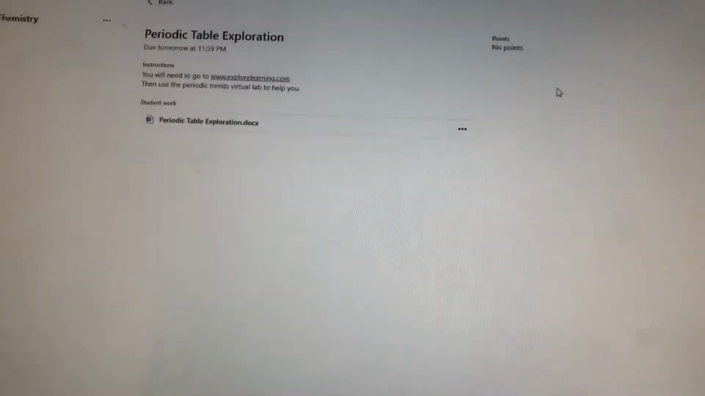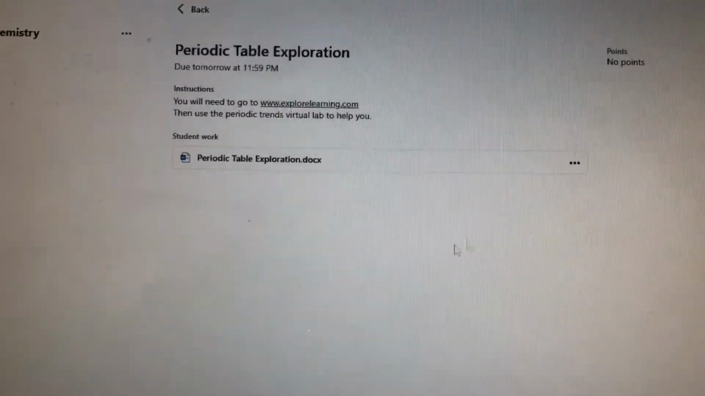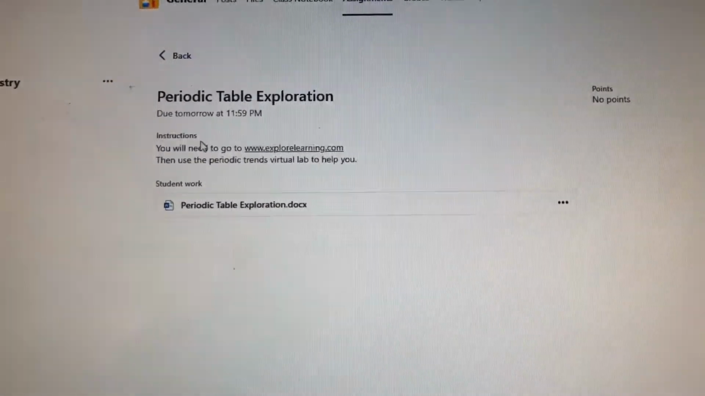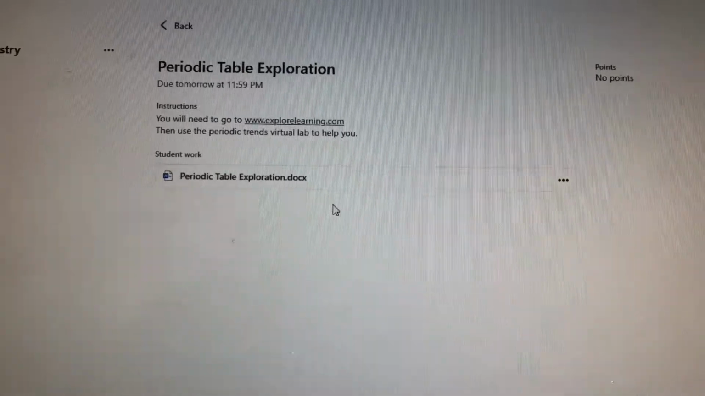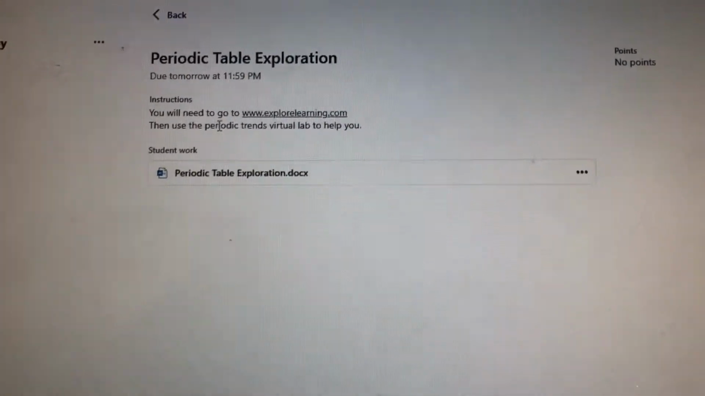Morning, y'all. I want to show you instructions for your assignment today like I do every day. So today and tomorrow, you're working on something called periodic table exploration. Okay, it is a gizmo, but it's kind of a different way of doing gizmos.